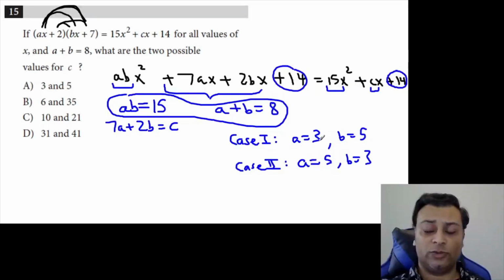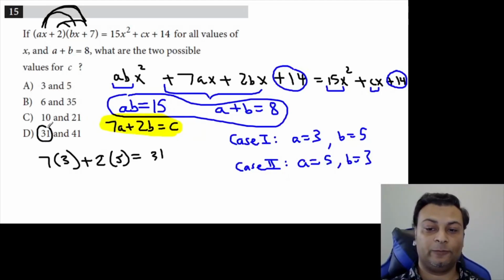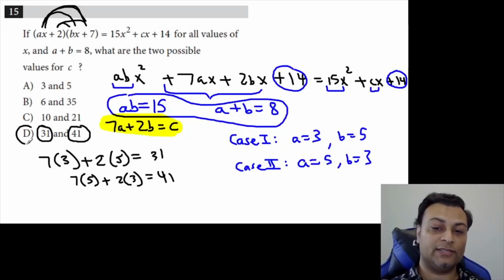Now, in case 1, where a is 3 and b is 5, the value of c is determined from 7a plus 2b. So one possible c is 7 times 3 plus 2 times 5. I'm using case 1 from my a and b values. This comes out to 10 and 21, which is 31. So the answer is D. But let's look at the other case, where A is 5 and B is 3. This is 35 plus 6, which is 41, and that's the other possible value of C. 31 and 41, so the answer is D.